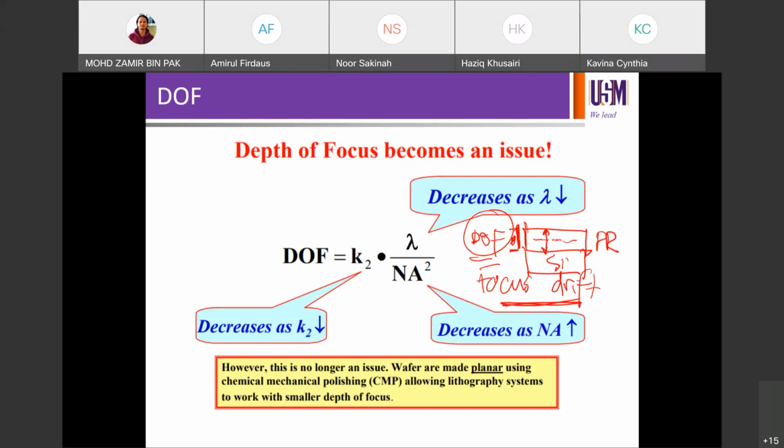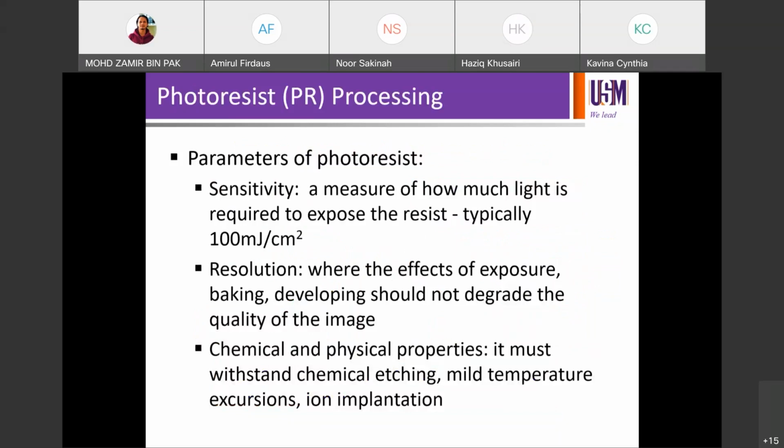And if your exposure system fluctuates a little bit, or resist thickness fluctuates, then your DOF will be affected as well. So you want your DOF to be wide. Okay. So the same factors. You can see the description later on.